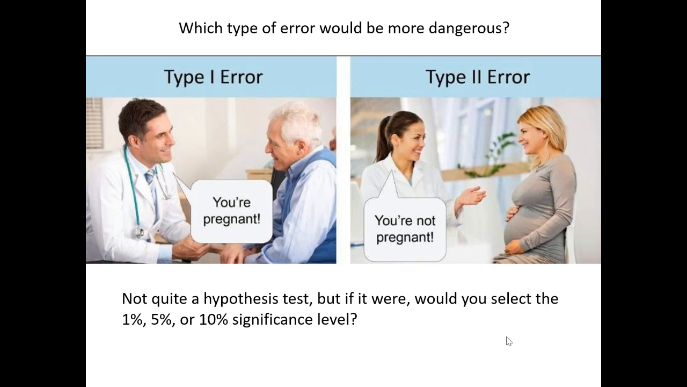Okay, so unlike the fish example, we've got the opposite situation. So in order to minimize the rate of type 2 error, we want beta to be small. Now, we don't get to pick beta, we get to pick alpha. So alpha is going to behave essentially in the opposite manner. So to get a small beta, we want to pick a large alpha. So, if this were a hypothesis test, the pregnancy test, we would want to use the 10% significance level.